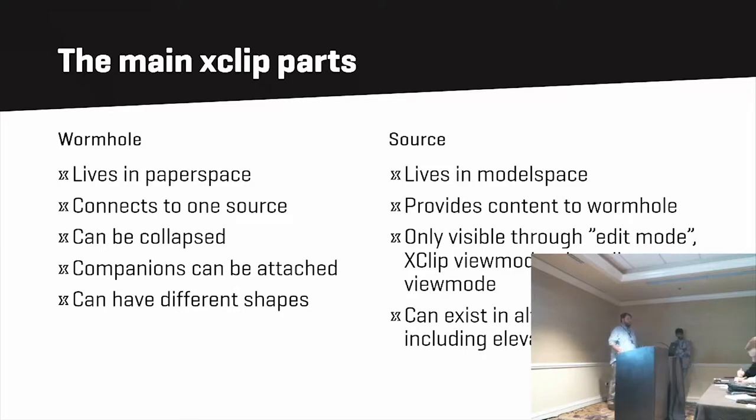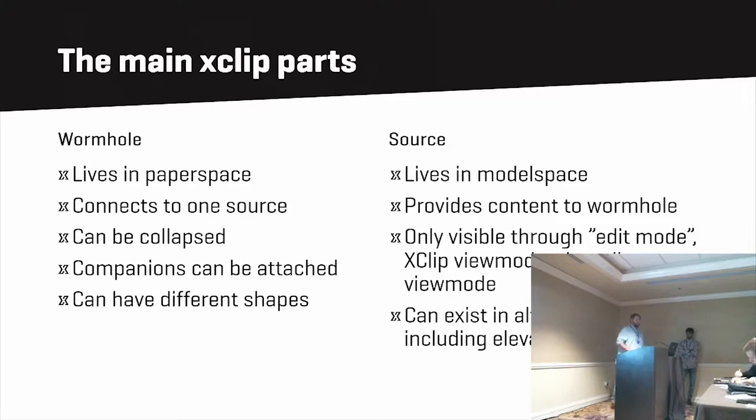We also have a new feature, which is that you can connect companions to the wormhole to add certain specific functionalities. We'll talk more about that later. We can also have different shapes of the wormhole. Previously, it was only a rectangle. Now you can have ellipses, rects with rounded corners and stuff, and just regular rects, of course. I'll get into that later.